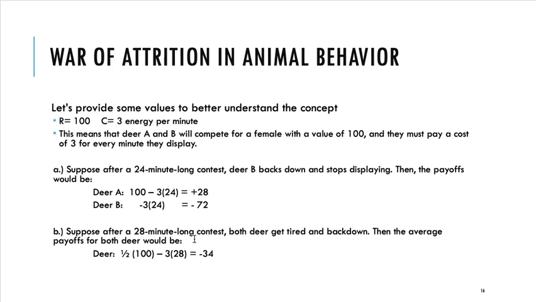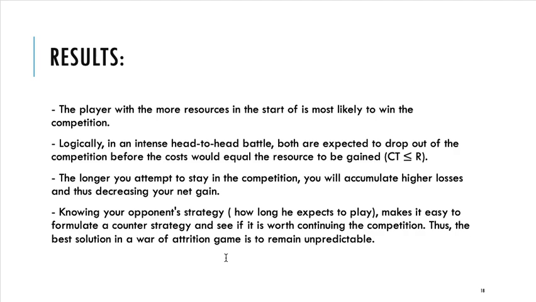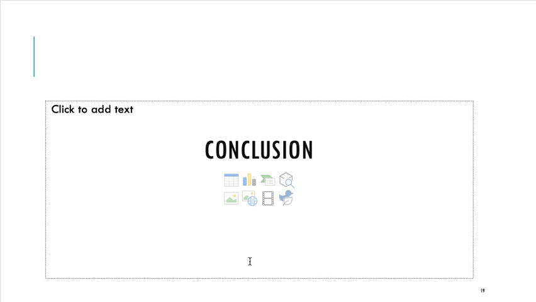Situation 2. After a 28-minute long contest, both deer get tired and back down. So, inputting the values in the formula, then both deer would get an average payoff of negative 34. So what can we take from this? Here's just a brief summary of things we have learned. Let's move on to the conclusion.